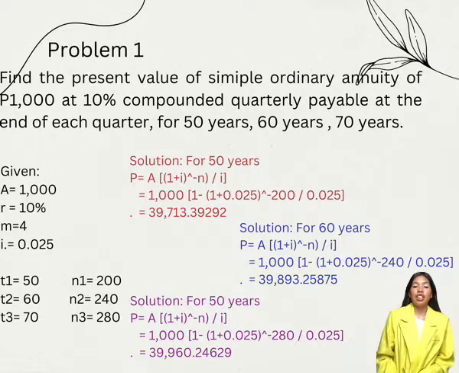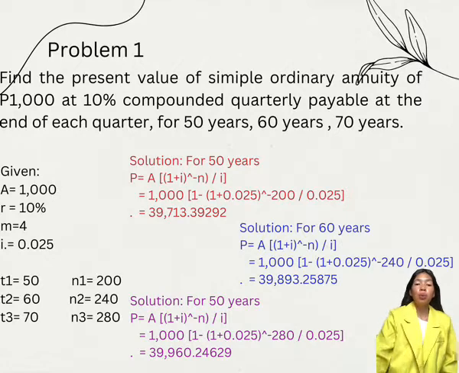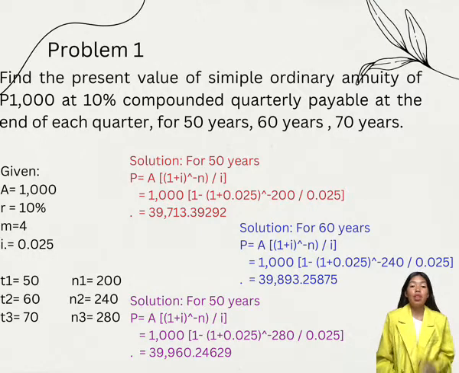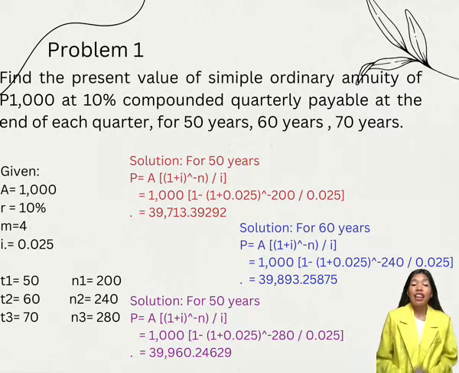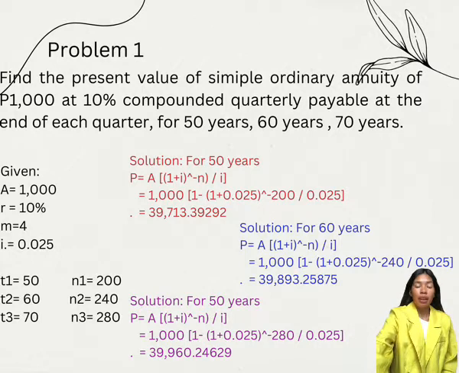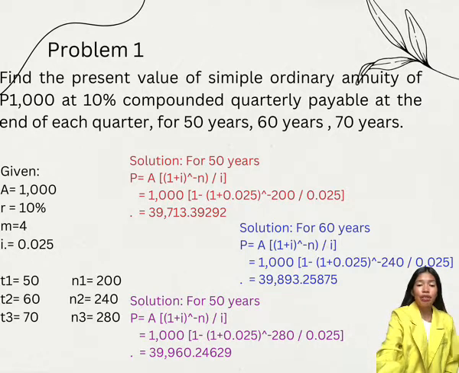Our formula here is P equals A times 1 minus 1 plus I to the power of negative N, over I. We just substitute the values. We have 1,000 times 1 minus 1 plus 0.025 to the power of negative 200, over 0.025. The answer of that is 39,713.39292. So that is the answer for the 50 years.